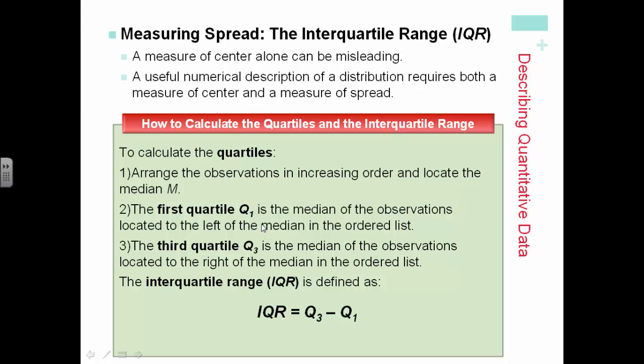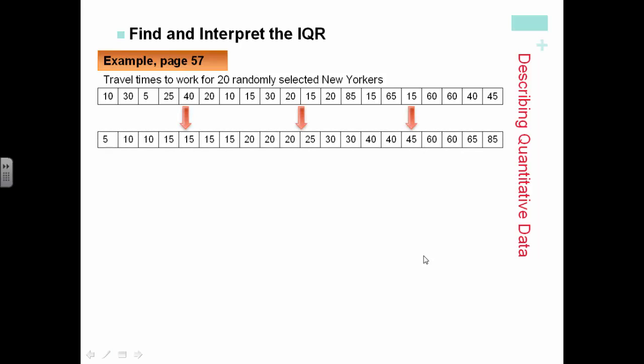The first quartile, or Q1 as it's called, is the median of the observations to the left of the original median. The third quartile, or Q3 as we sometimes call it, is the median of the observations to the right of the original median. Back to our example on the New Yorkers.